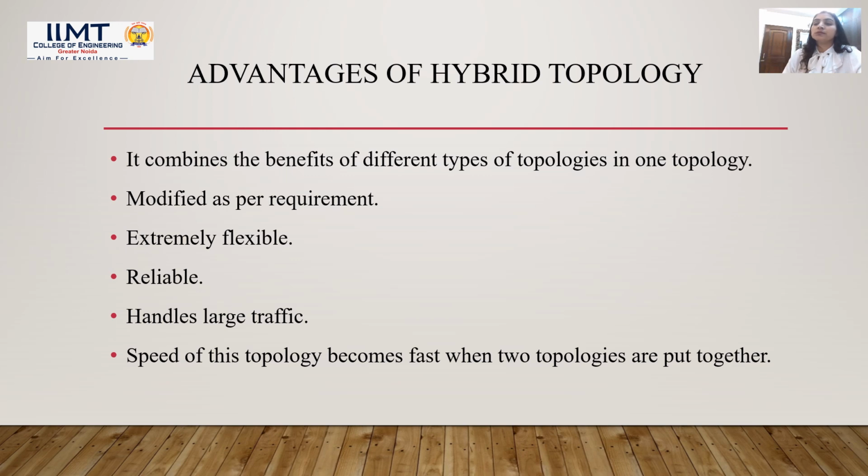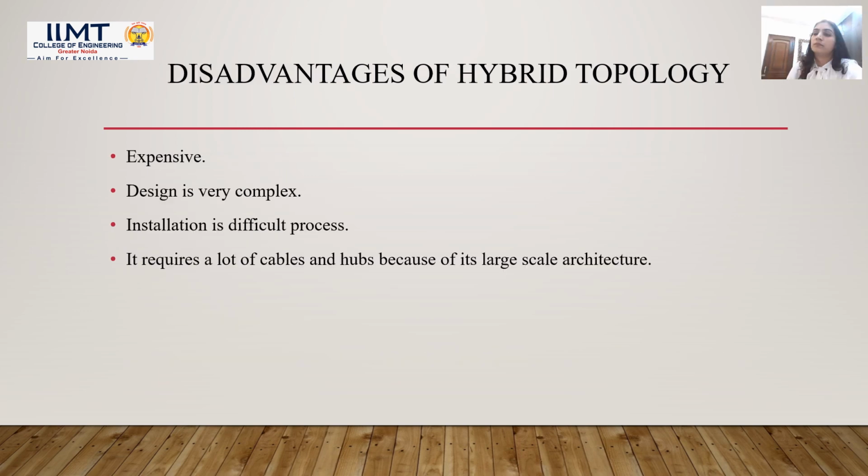Next point is, if a fault occurs in any part of the network, it will not affect the functioning of the rest of the network. Or we can say it doesn't affect the whole network. Next point is, this is very flexible as it can be designed according to the requirement and need of any organization. Now we'll discuss some disadvantages of this hybrid topology.